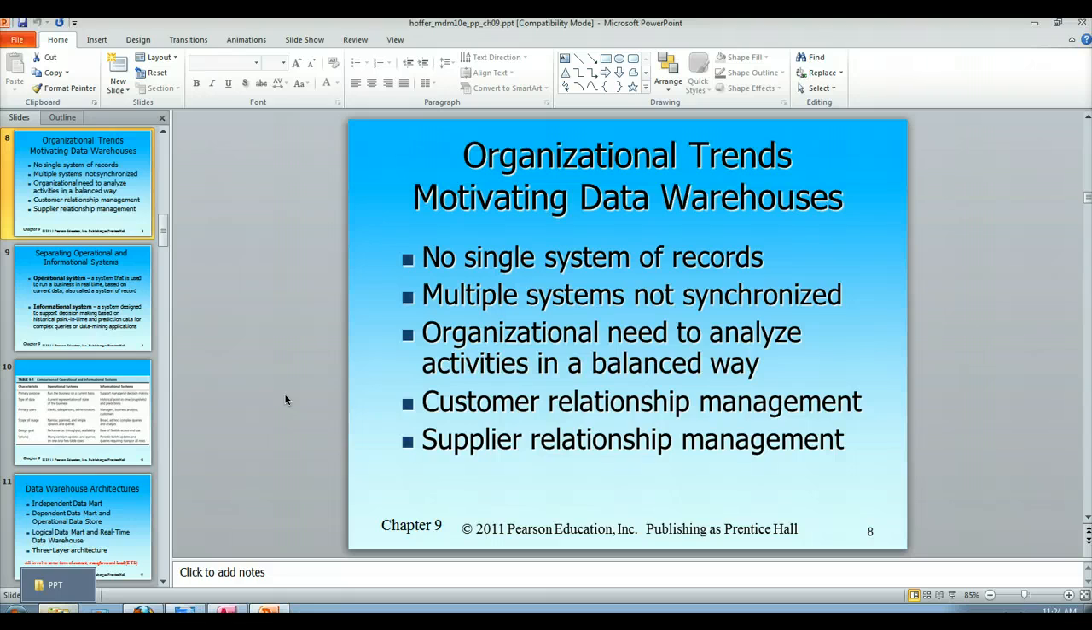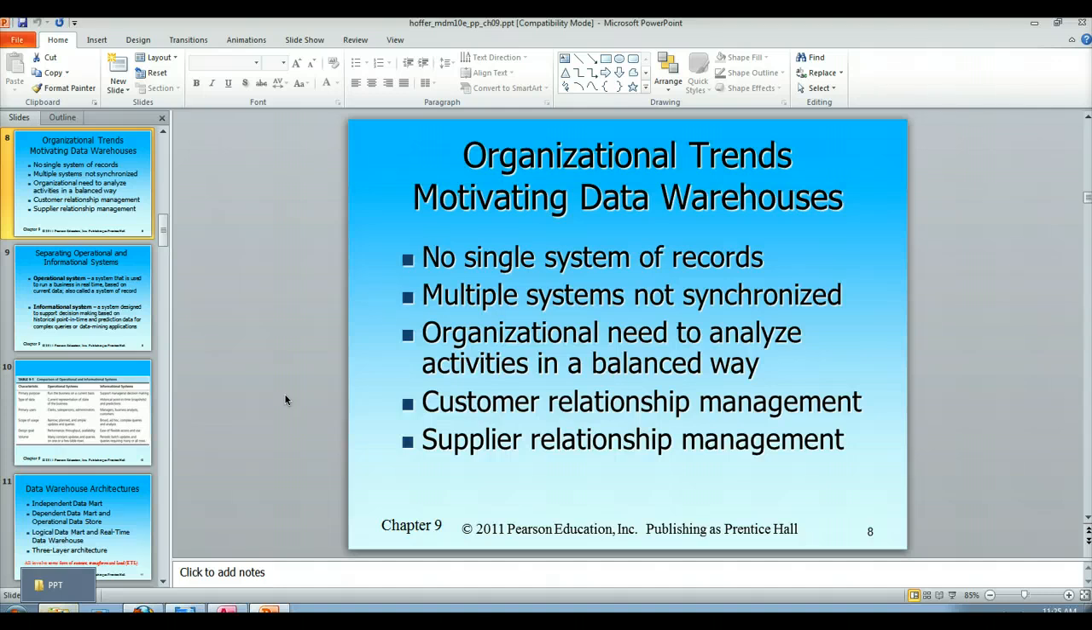But what's happening is that organizations realize that they have no single system of records, that they have these disparate systems that they need to gather information from. These systems are not synchronized. The organization needs to analyze the information in a balanced way, right? So we need a fair, organization-wide agreement on how we're analyzing the data. And that, again, can be a very, very politically charged process.